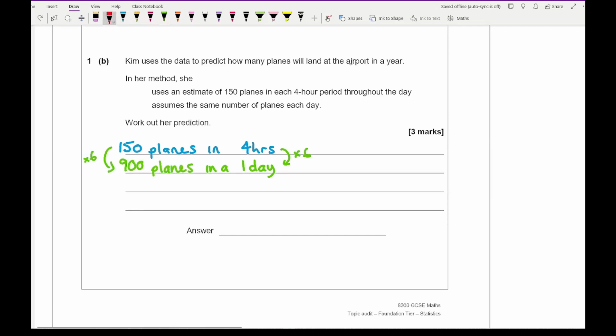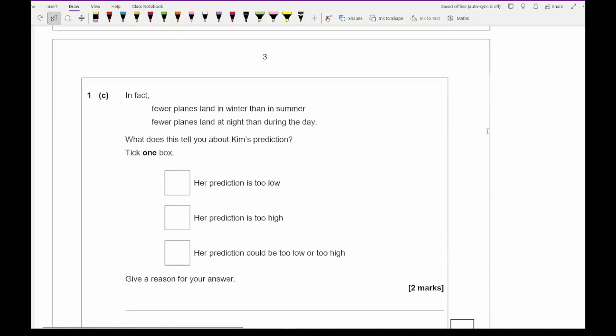And if that's one day, then we need to multiply that number by 365, because there's 365 days in a year. So then 900 times 365 gives me an answer of 328500. So the answer then is 328500.